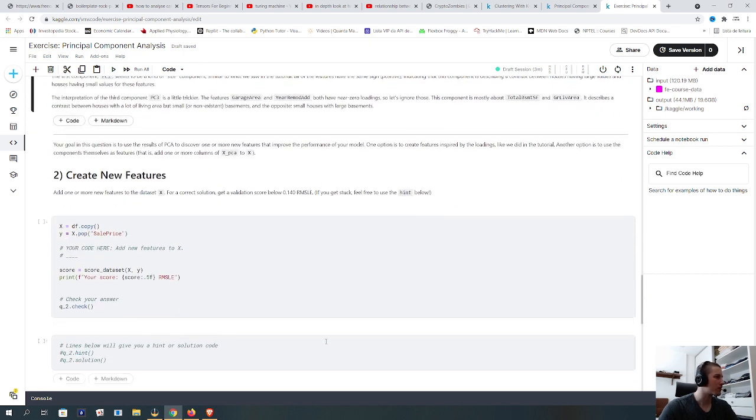Your goal in this question is to use the results of PCA to discover one or more new features that improve the performance of your model. One option is to create features inspired by the loadings, like we did in the tutorial. Another option is to use the components themselves as features, that is, add one or more columns of X_pca. Add one or more new features to the dataset X. For a correct solution, get a validation score below 0.14. If you get stuck, feel free to use the hint below.